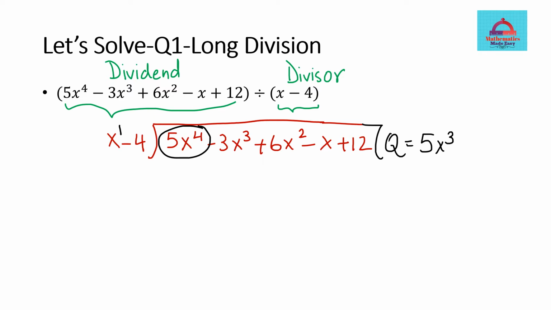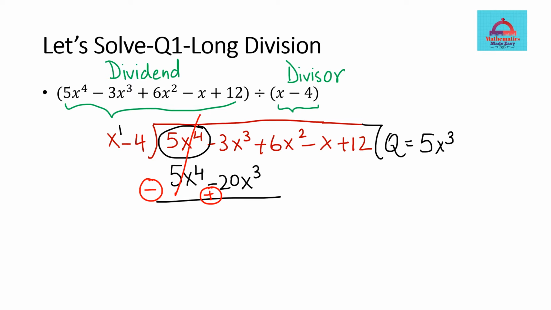So let's do the multiplication. 5x cubed with x will give you the same term, whereas 5x cubed multiplied with negative 4 will give you negative 20x cubed. I'm writing the like terms below one another. Now comes the next step where we are going to subtract them. So let's subtract. We change the sign. I'm putting the new signs in the circle so that you can easily cancel out.